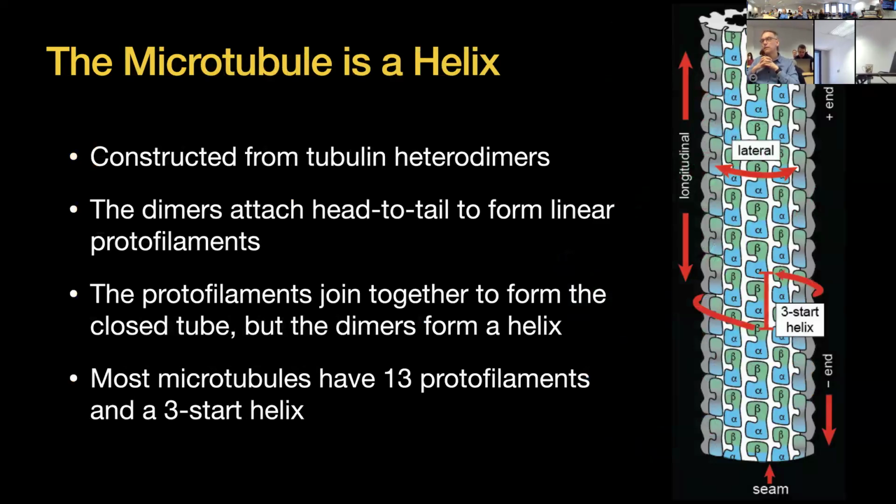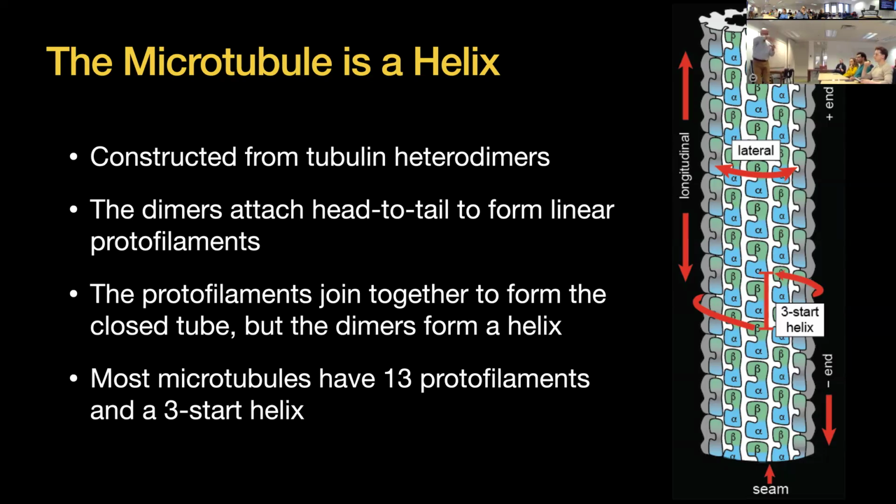So this is the canonical view, if you will. So each of these dimers is about 8 nanometers in size, and the tube itself is about 25 nanometers across. Okay, the dimers arrange themselves in a head-to-tail fashion. So you see that each dimer has an alpha on the bottom and a beta on the top. So they're polarized in these arrays. They attach together, and there's 13 of them in a typical microtubule that would come together to form the tube.